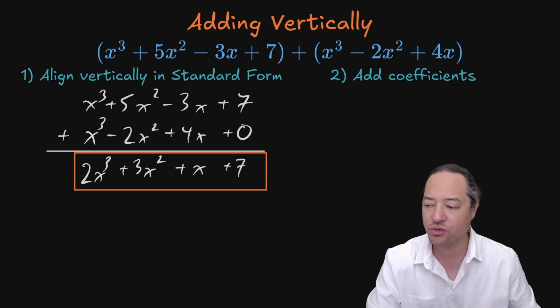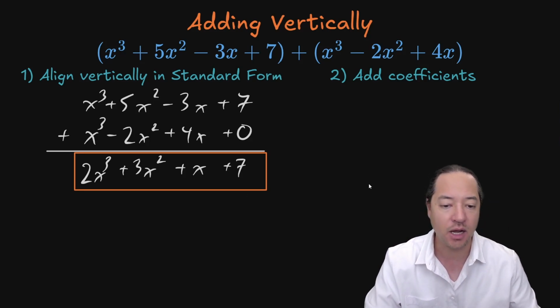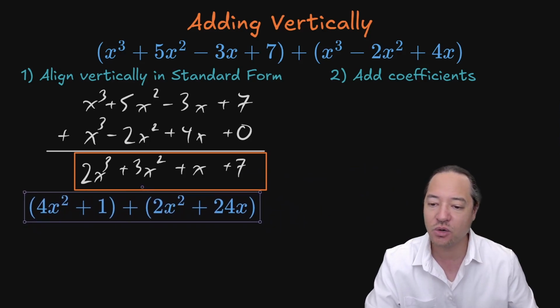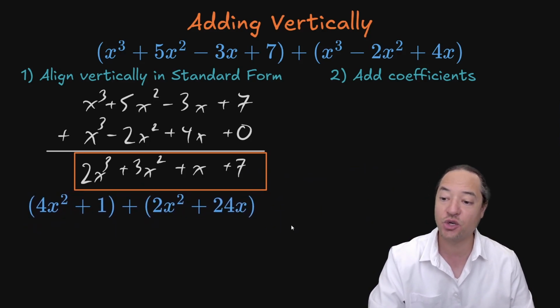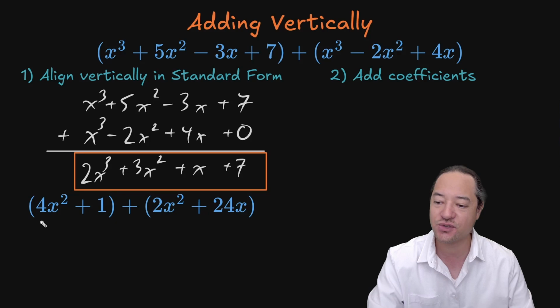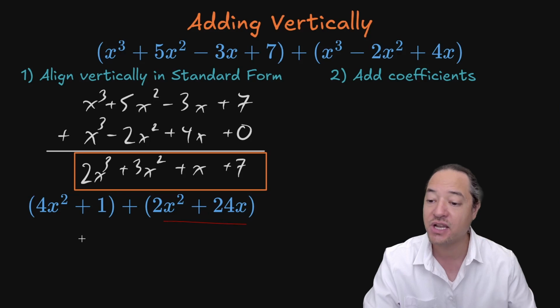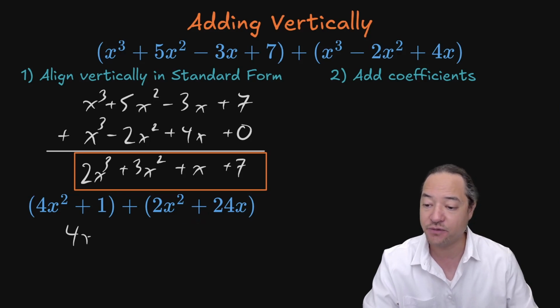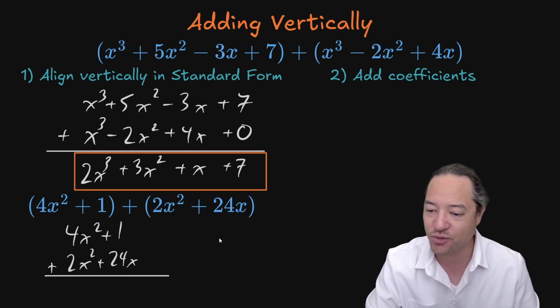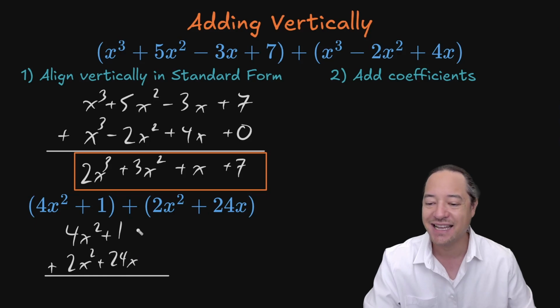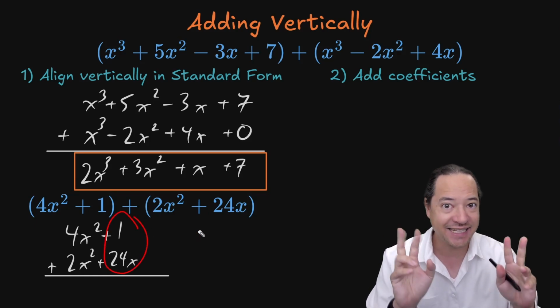Let me try and do one more example here just so we can really practice this. So here we go. We're going to have two polynomials, 4x squared plus 1, and we're going to add that with 2x squared plus 24x. So I'm going to, of course, align these vertically. So I'll have a 4x squared plus 1, and then a 2x squared plus 24x. And that is not going to work, because if we notice, these are not like terms, right?